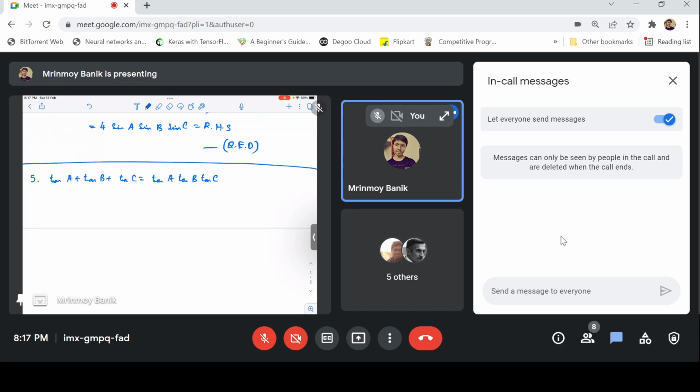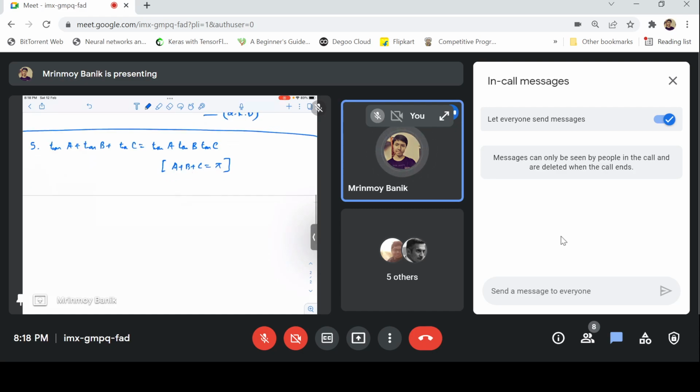Here, obviously, the sum of the angles is equal to pi, since we are considering them to be angles of a triangle. So A plus B is pi minus C, and taking tan on both sides, tan of pi minus C, sorry, yeah, so it's negative. Tan of (A plus B) is (tan A plus tan B) over (1 minus tan A tan B).